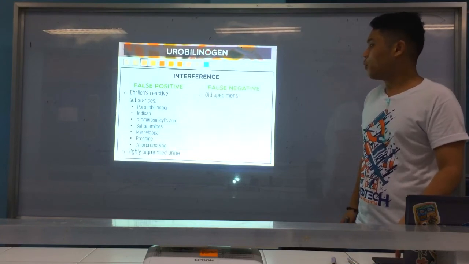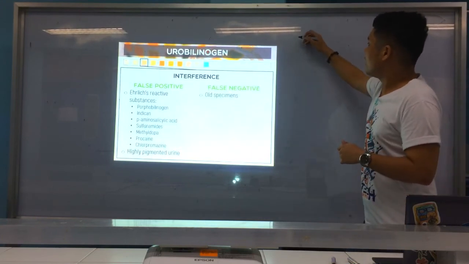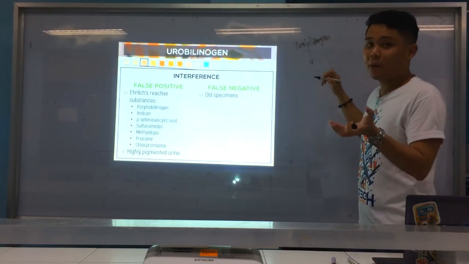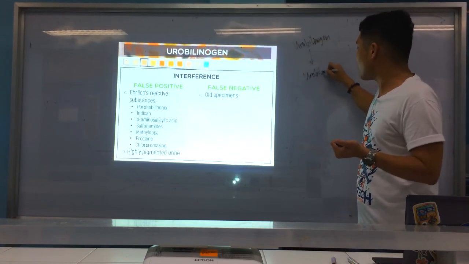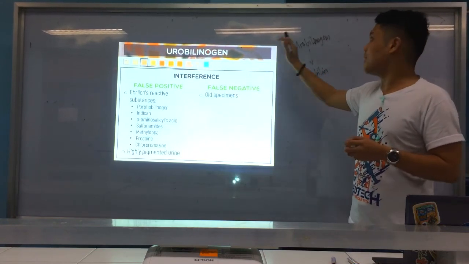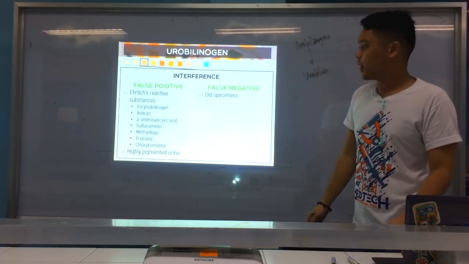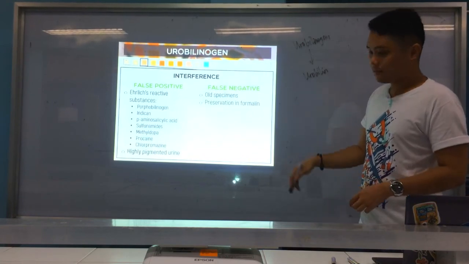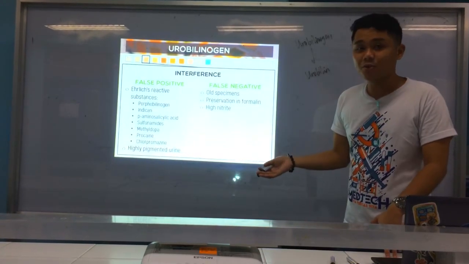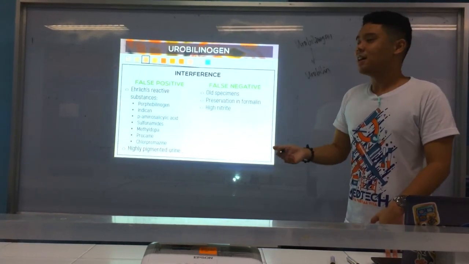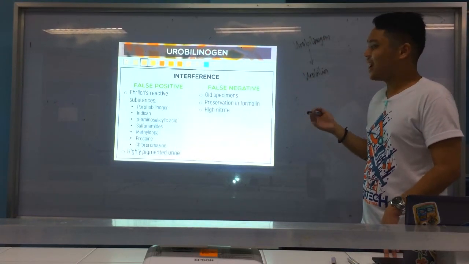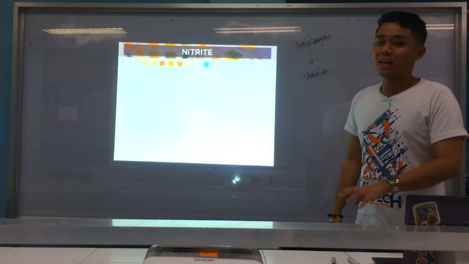Alright? And for false negative, old specimens, because again, your urobilinogen, if not properly preserved, in the presence of light or after long periods of time, it will now become urobilin, which is a different substance, okay? And urobilin is not the one detected by the test. It's urobilinogen man. So that's why I'm a false negative, okay? And preservation in formalin, okay? And high nitrite as well. Ang high nitrite daw mo compete siya with a diazonium salt. Diazonium salt. So therefore, dili na mo react ang urobilinogen, mo na ma-false negative. Okay? Alright. Okay, so that's for urobilinogen.